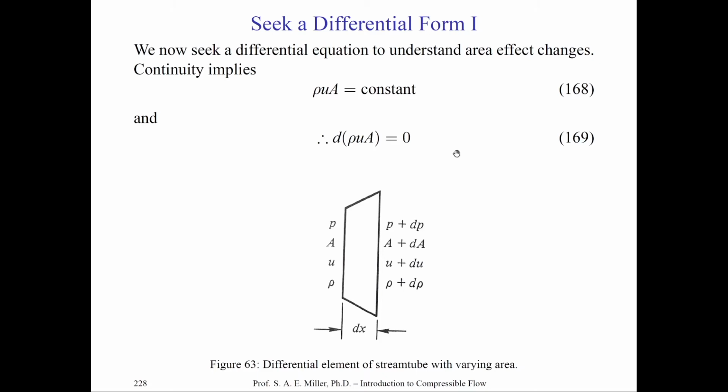Now, you can see right away from our continuity analysis previously done in this class that rho UA at 1 equals rho UA at 2. If we only go a small distance and make all the same assumptions, we can simply say that rho UA equals a constant. It's interesting to differentiate this term. And what do we find? A very interesting equation, which is 169 on the slide deck: d(rho UA) is 0. Of course, if we differentiate the left and right hand side, the constant gives 0, and we get just the differential of rho UA. So that must be 0, and we'll keep that in mind as we proceed.